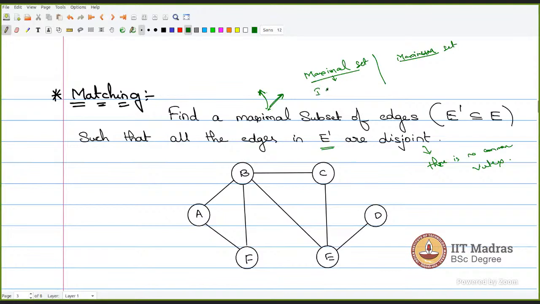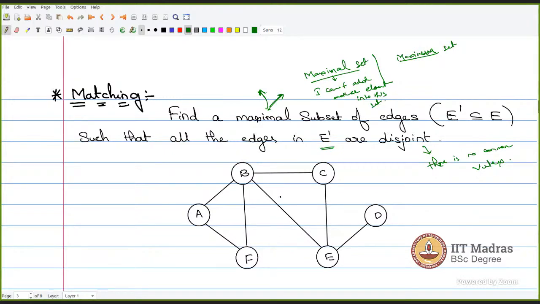So I cannot add another element into this set, but this is not the maximum. There is another set that might be the maximum. Understand this in this way. Let me tell you with an example itself.